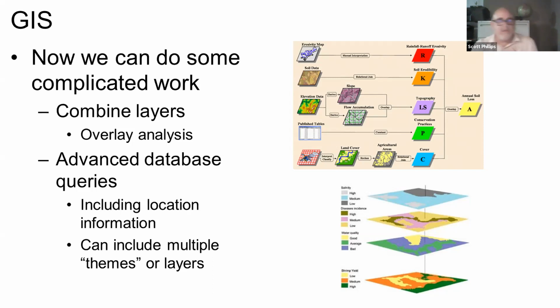Some of the things you can do, for example, you can combine layers and create new ones. If you want to look at soil and elevation and some other features, you can put them together and come up with a new map that has features from different ones. And you can also really use the database. You can leverage the database information to answer very complicated questions.